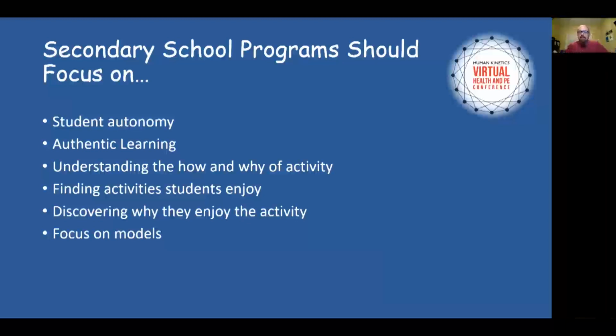It could be, when we do a walking lesson, which by the way is a phenomenal lesson that we don't do enough in physical education, you like to go walk by yourself. Why is that? You like the solitude, you can think, you can listen to your music, whatever the reason is. That's an important thing for students to understand. Not only do they like walking by themselves, but why do they like it?